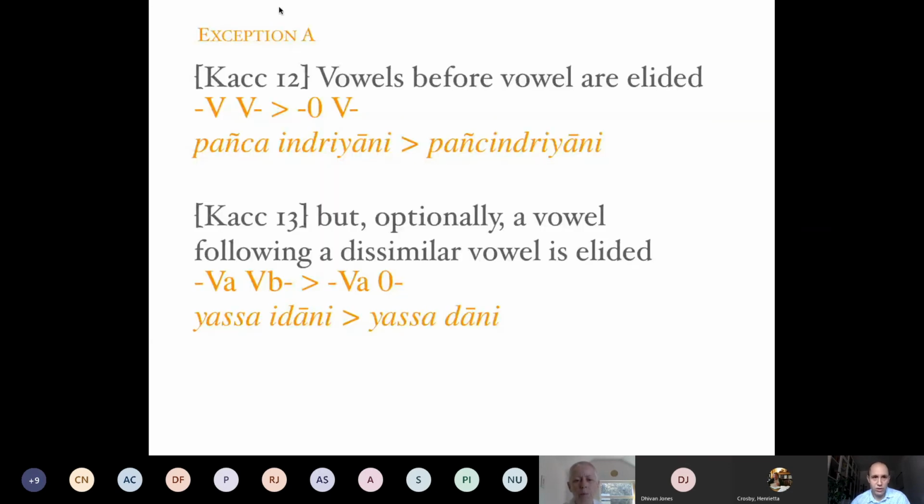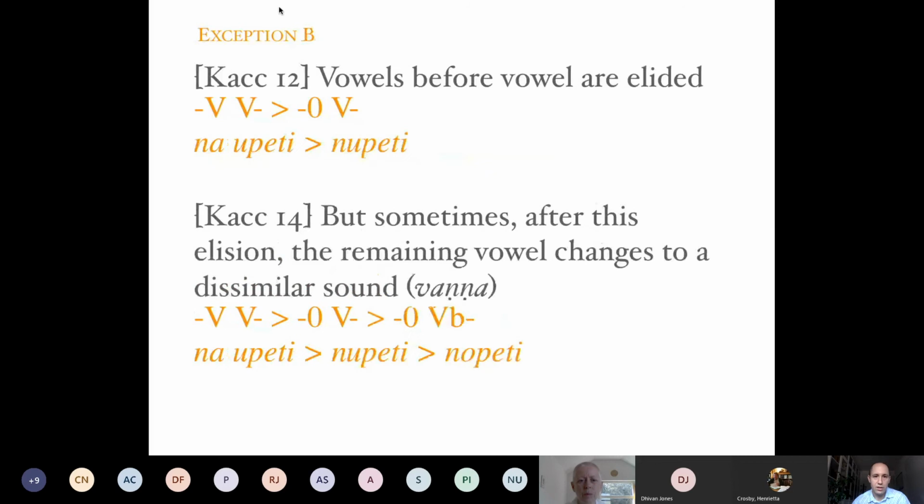So if we check again the rules that we have seen, 12, 13, and 14, 13 is a kind of exception or opens a subdomain with respect to 12. 12 says that vowels before a vowel are elided, and 13 says, but optionally, a vowel following the similar vowel is elided. So Kaccāyana 13 is subordinated to Kaccāyana 12. Similarly, Kaccāyana 14 is also subordinated to Kaccāyana 12, not to the preceding one, not to Kaccāyana 13.